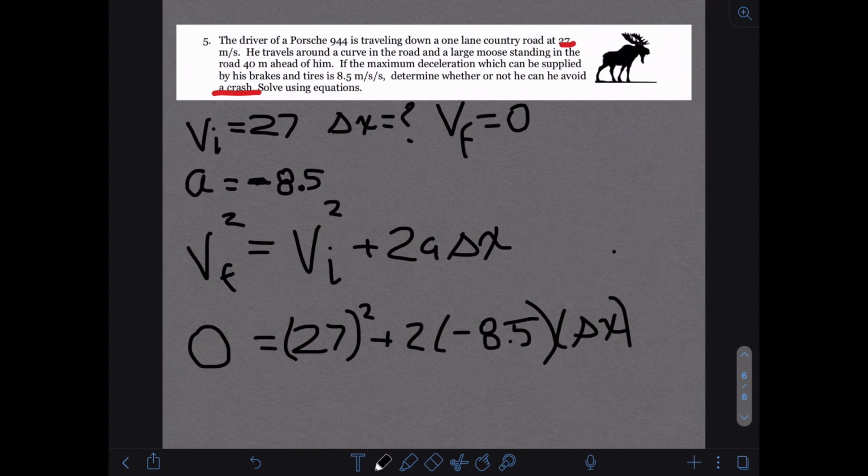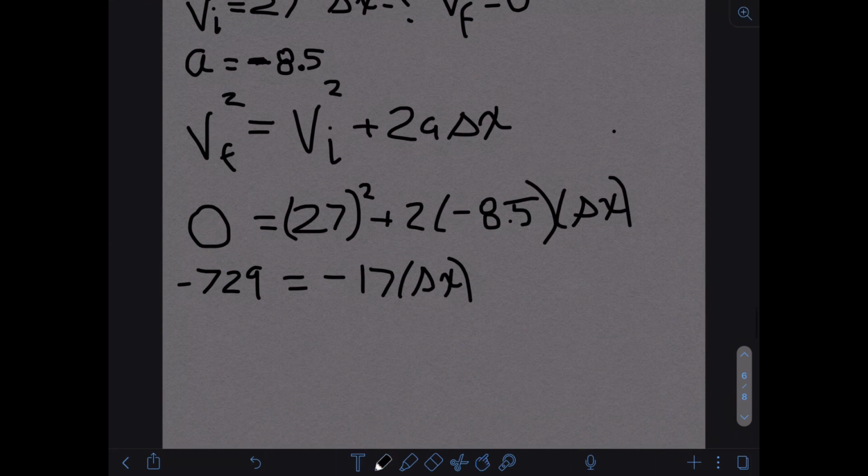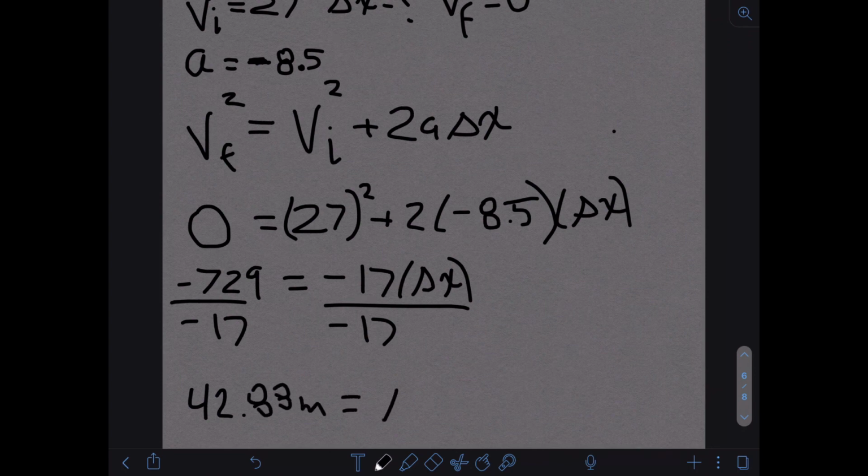27 squared is 729. Bring it to the other side. Negative 729 equals negative 17 times delta x times the displacement. Last step. Divide by negative 17. 42.88 meters. So crash. Probably about the same as the last answer. With round off, it's going to change.